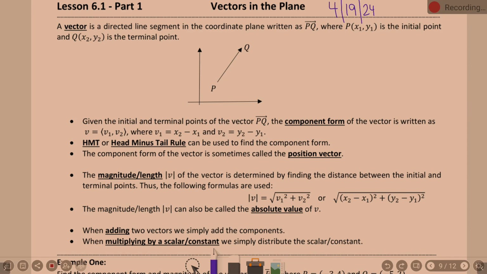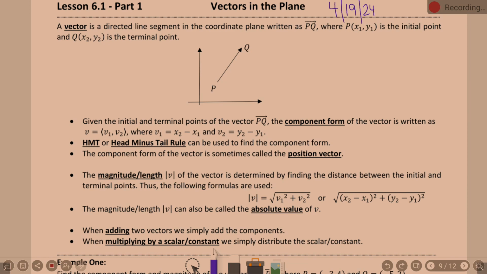So okay, a vector. We're talking a physics term here. By definition, it is a directed line segment in the coordinate plane. Directed line segment because a vector has direction with it. Line segment, basically it looks like a ray. Written as PQ, where P is what we would call the tail of the vector, and Q is what we would call the head of the vector.